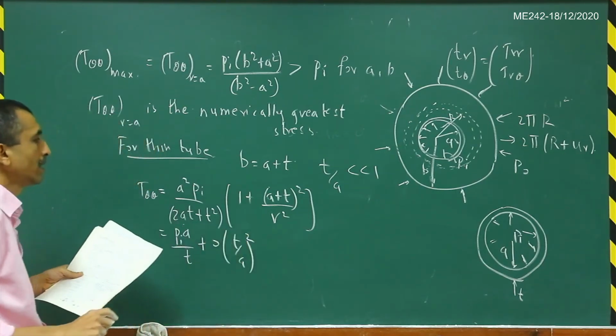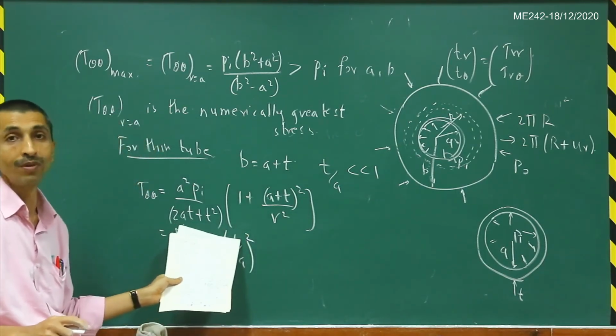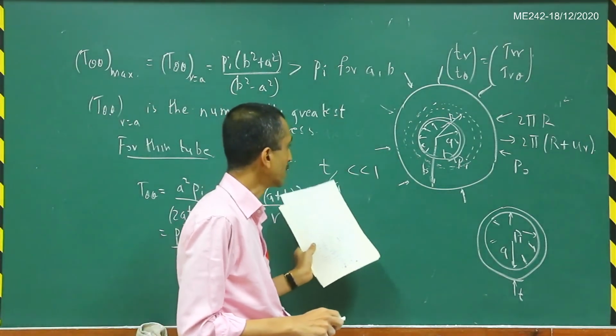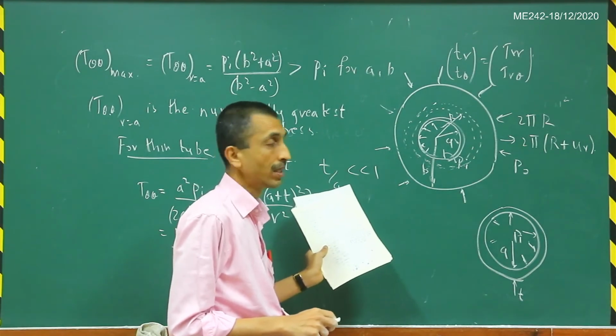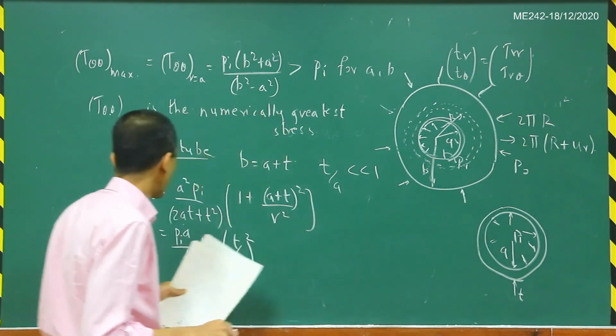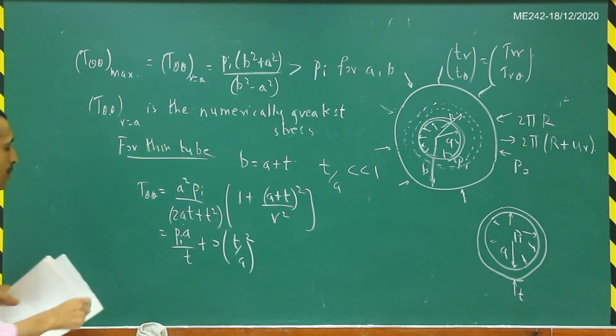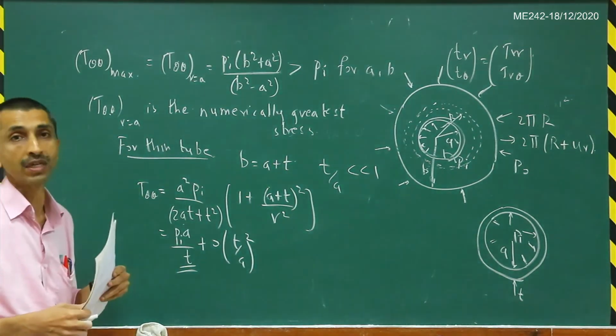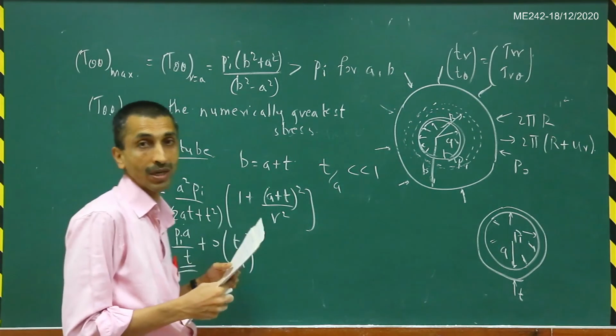So you can see that these terms are going to be very small because we are considering that this thickness is much smaller compared to the radius a. And so if you see this particular expression, this is exactly the expression for the hoop stress that you have seen in your strength of materials courses, right?